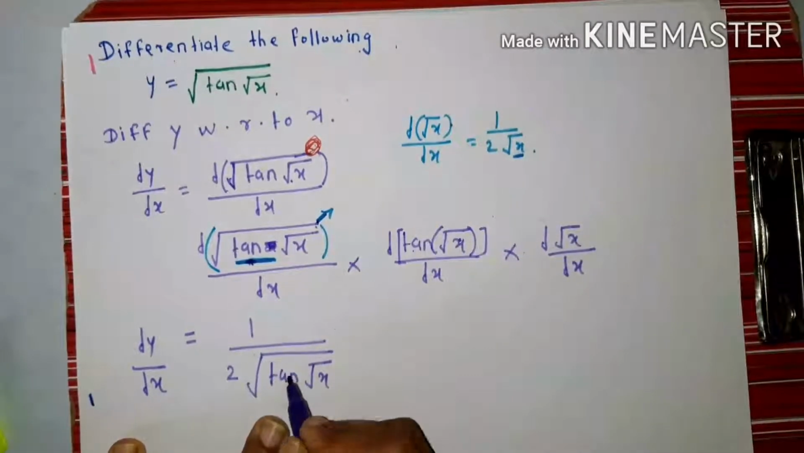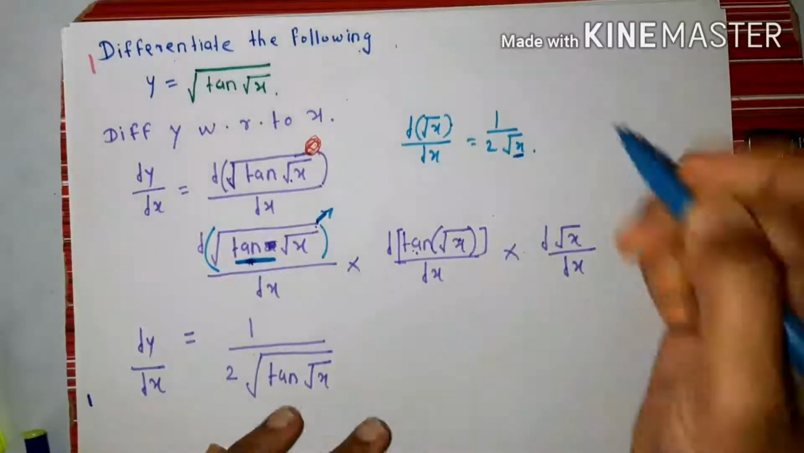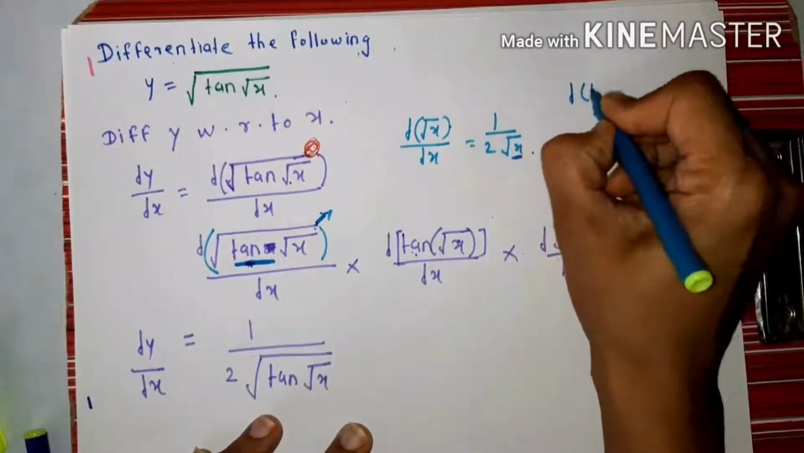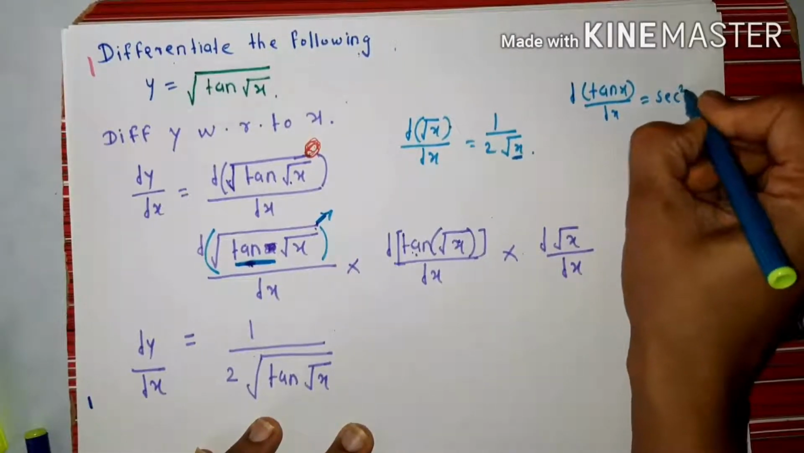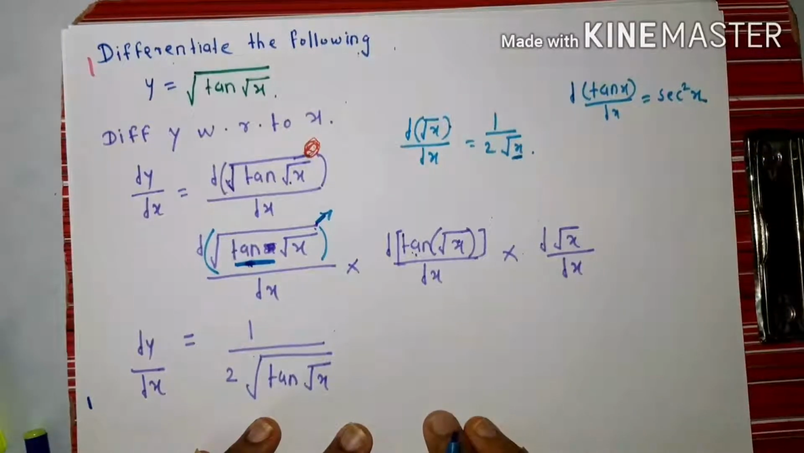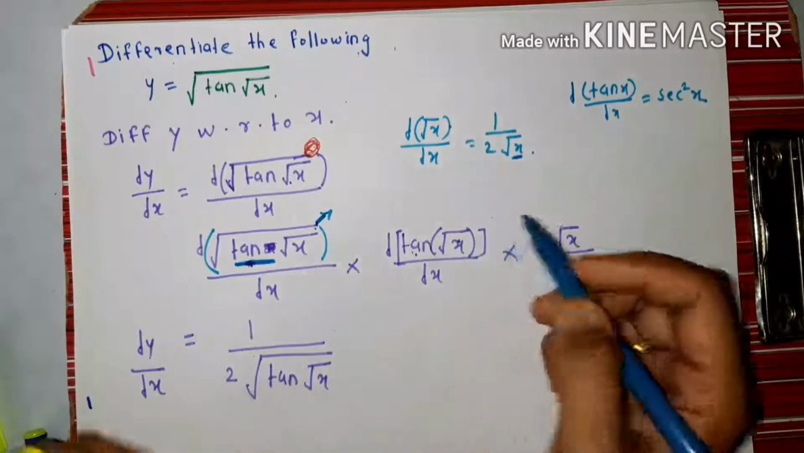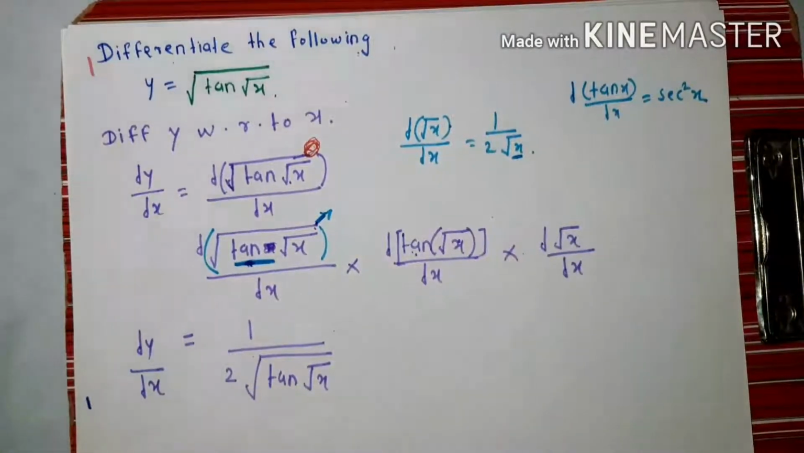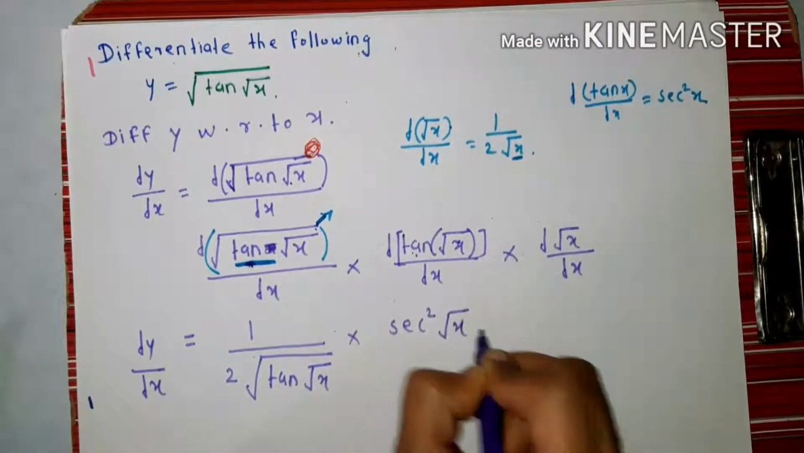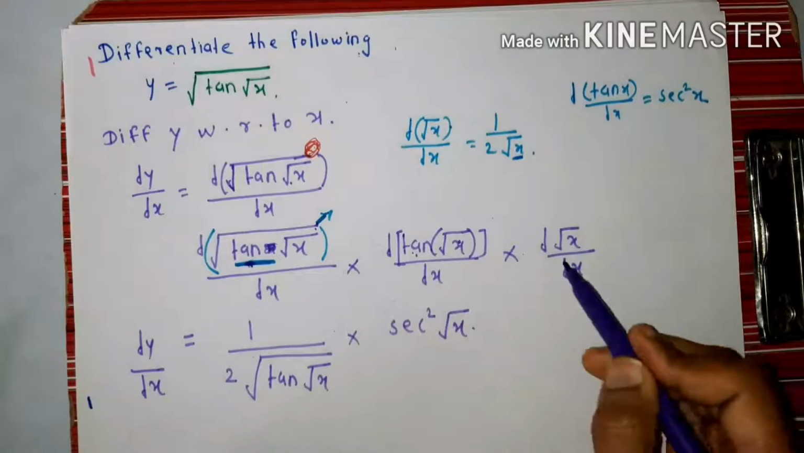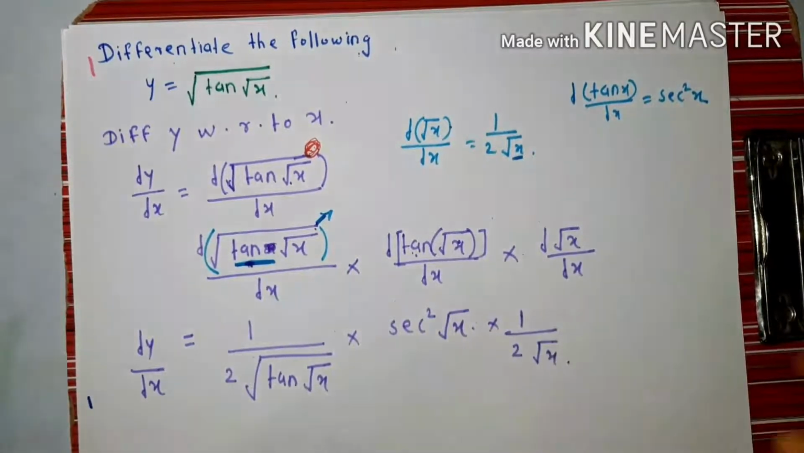Now we have to differentiate tan of root x. We know the differentiation of tan x with respect to x is sec square x. This is a formula that you know. Instead of x, here is the root x, and therefore differentiation of tan of root x is sec square of root x. And differentiation of root x is 1 upon 2 root x in this way.